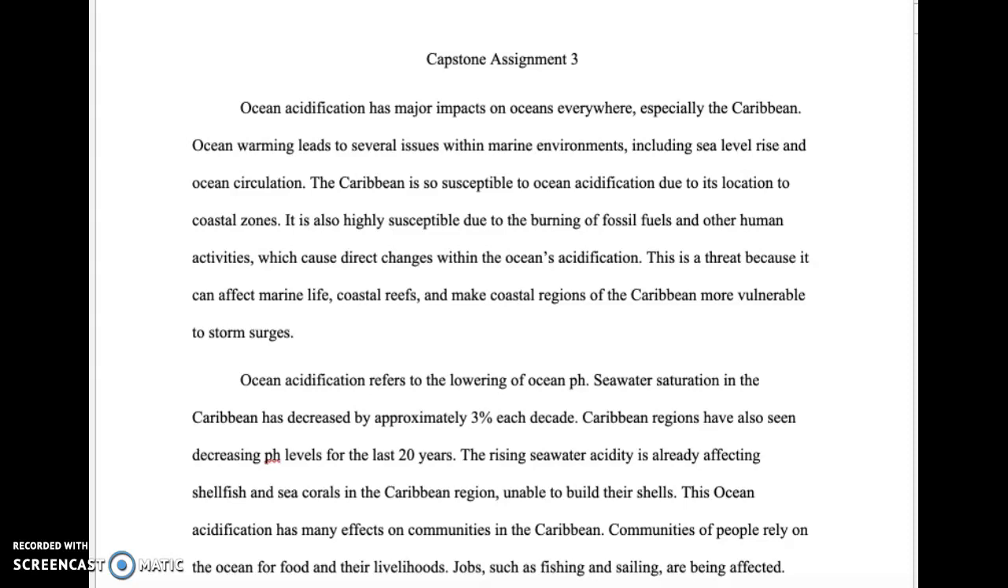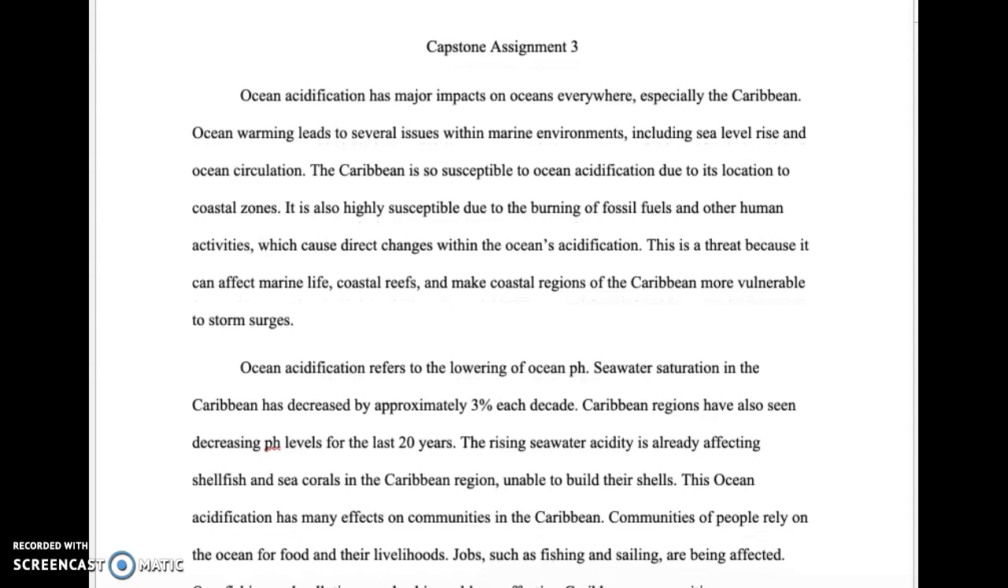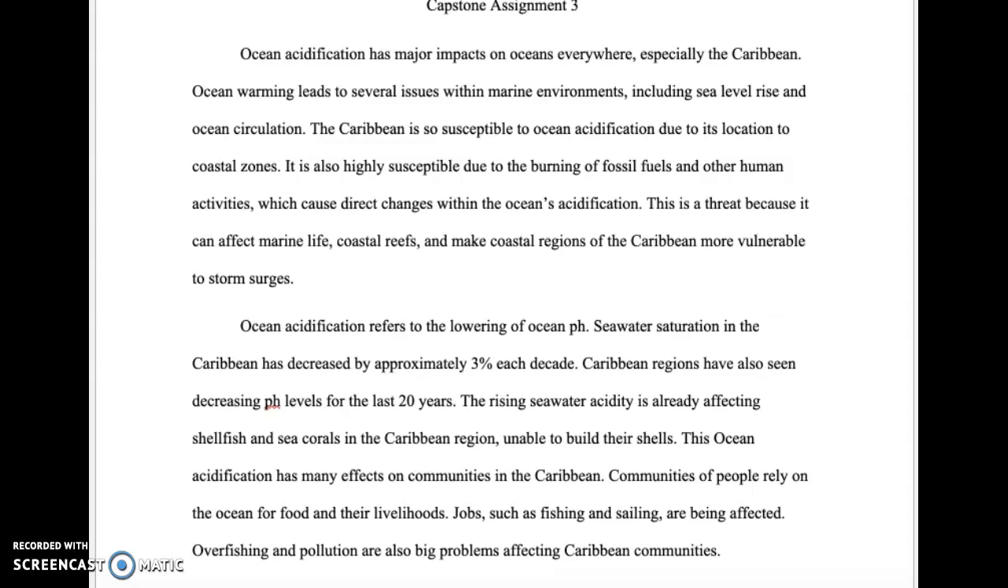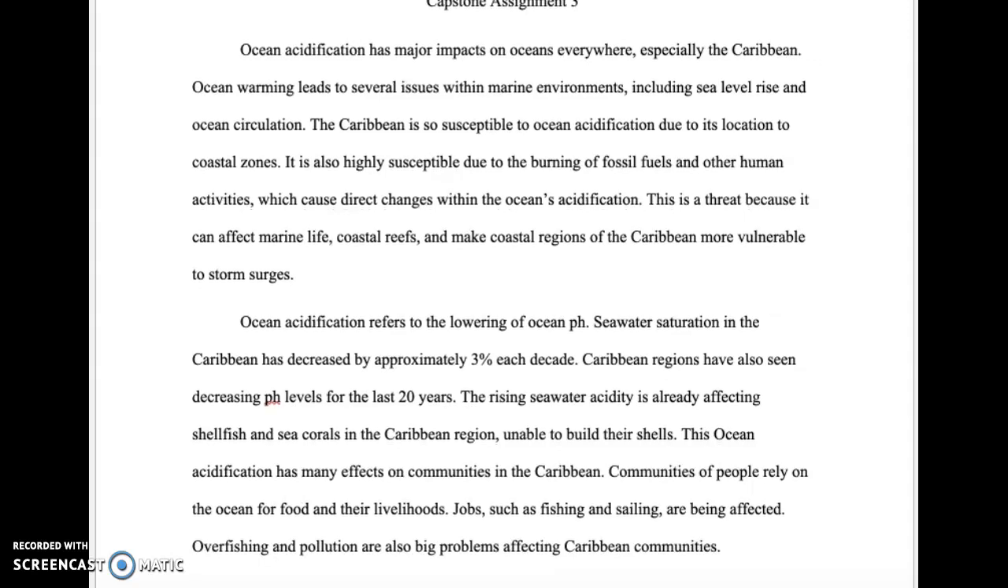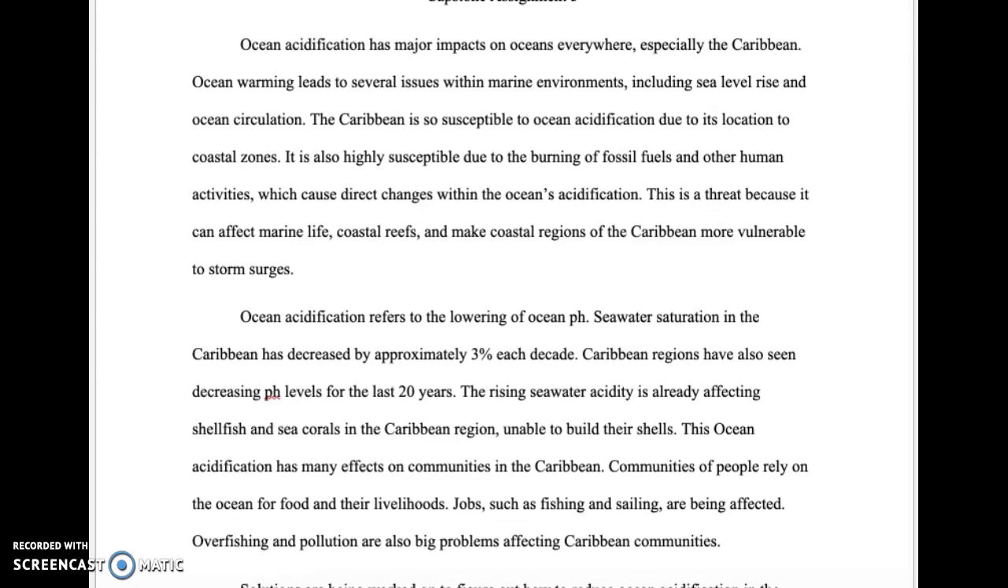Capstone Assignment 3. Ocean acidification has major impacts on oceans everywhere, especially the Caribbean. Ocean warming leads to several issues within marine environments, including sea level rise and ocean circulation. The Caribbean is so susceptible to ocean acidification due to its location to coastal zones.